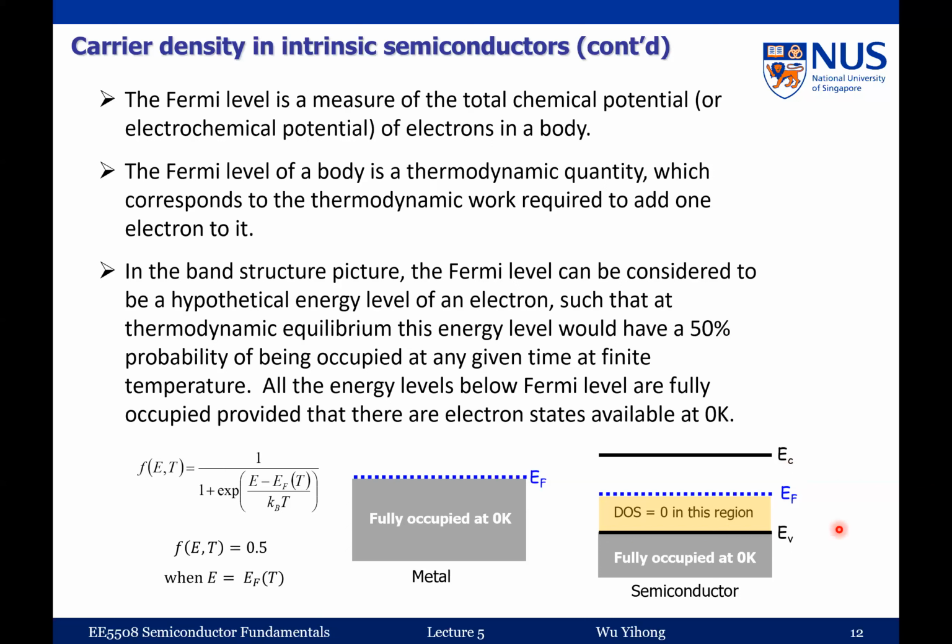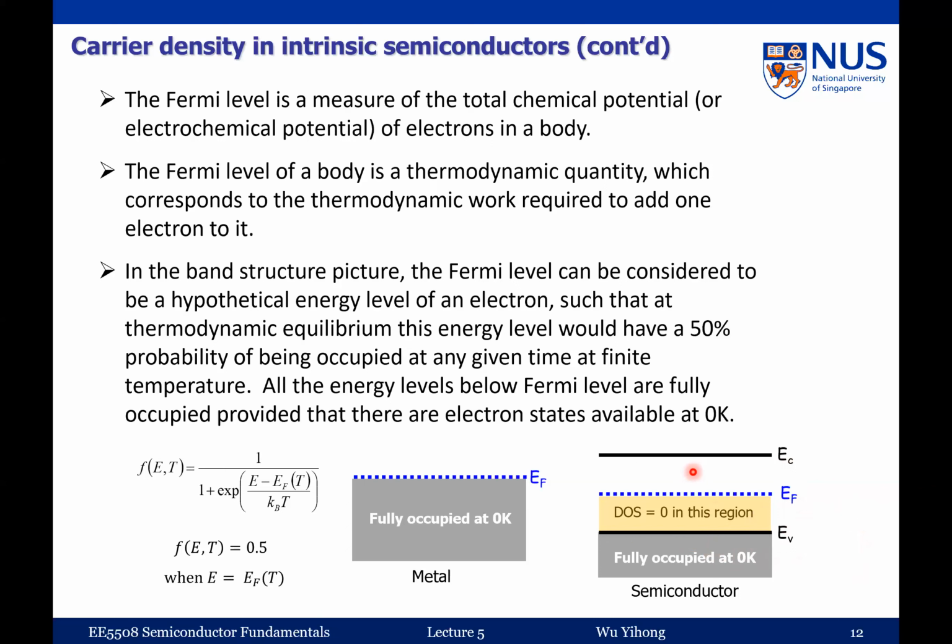And similarly, if you add holes here, what does this mean? This means that you remove electrons from here. When you remove electrons from here, of course, this EF will drop. Why? Because since you have removed them, the next time you add one more electron to the system, you don't need extra energy, or the energy you need to add is very small. So that's the reason why. So this will move down.